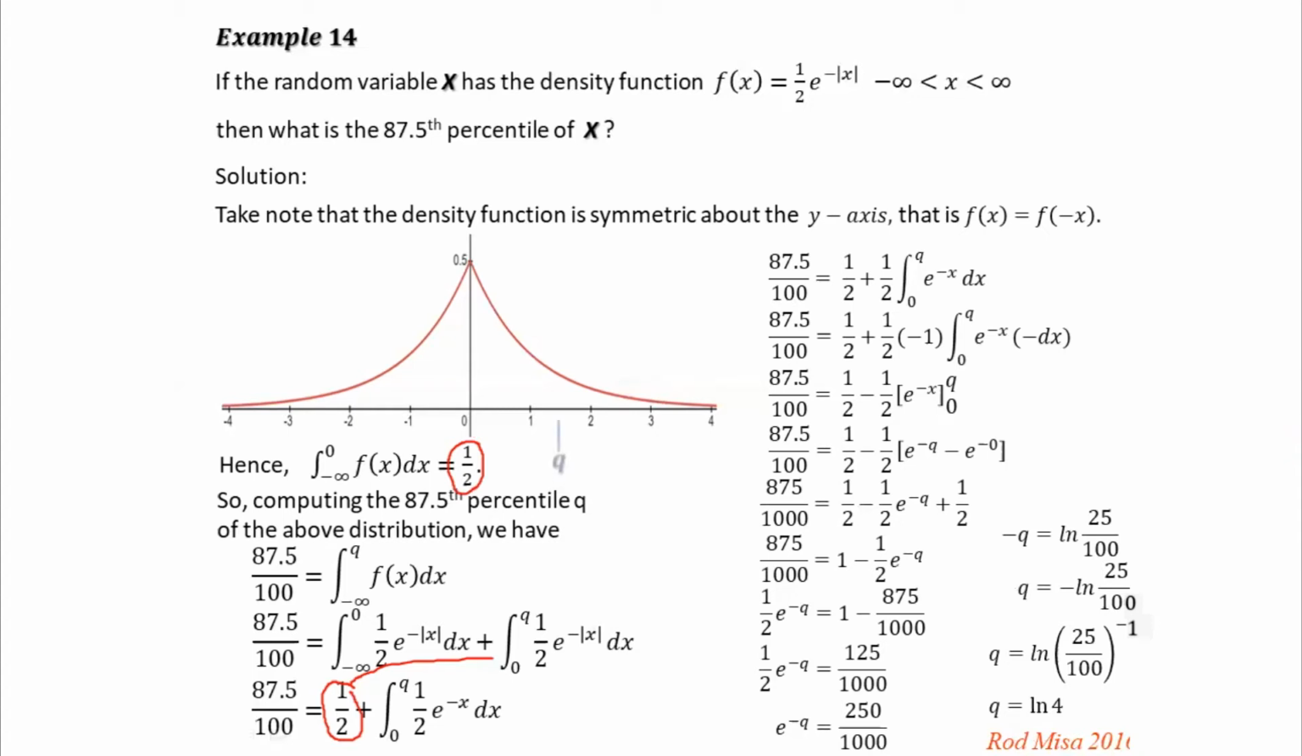So this is our q in the drawing. So you can see in the drawing that our q is at the point 1.38, since the natural log of 4 is approximately equal to 1.38. So that is our 87.5th percentile for this density function of f of x.